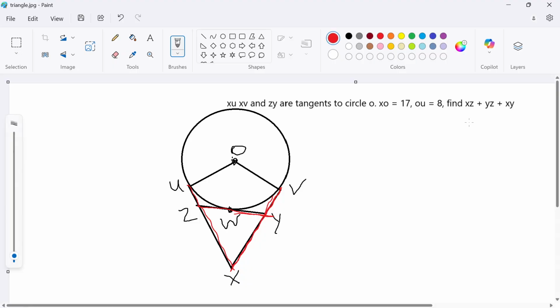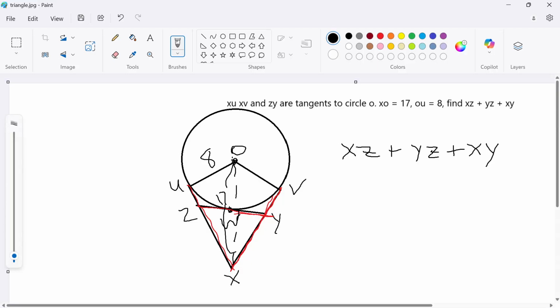Okay, to circle. XO is 17. I'm going to call it OX is 17. I'll just draw it in there. That whole thing is 17. So this whole distance is 17. OU is 8. And the question is find XZ plus YZ plus XY. I'm going to write it big here. XZ plus YZ plus XY.